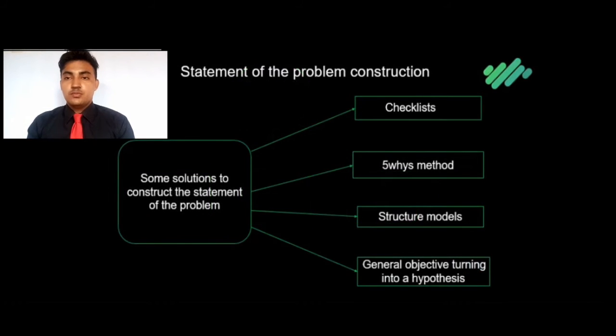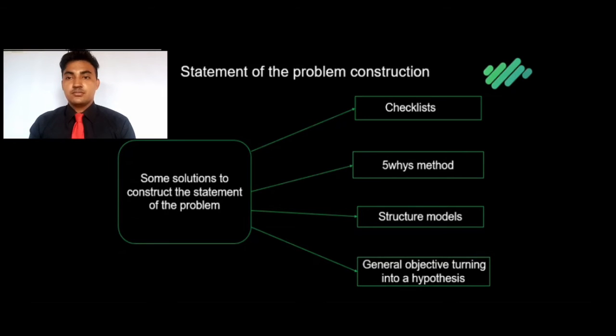Now, I'm going to provide some of the solutions that helped Seminar 2 students construct their statement of the problem. To state the problem, Seminar 2 students utilized a checklist to choose the most suitable problem. To describe the action research problem, they implemented the 5 whys method to include the essential. To build the action research objectives, they followed structure models which present how to construct the general and the specific objectives. Finally, to create a hypothesis of action, Seminar 2 students learned to transform the general objective into a hypothesis of action.